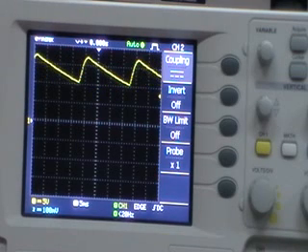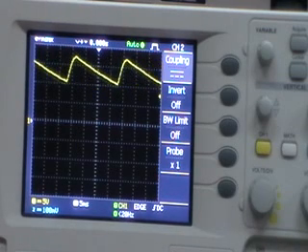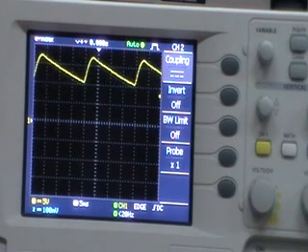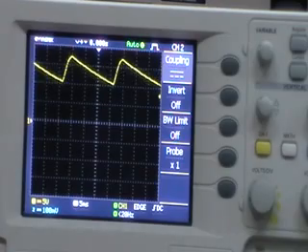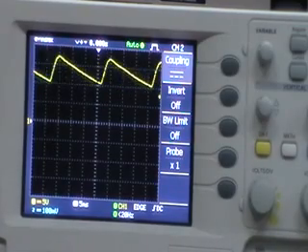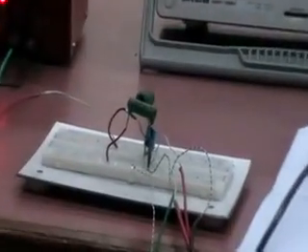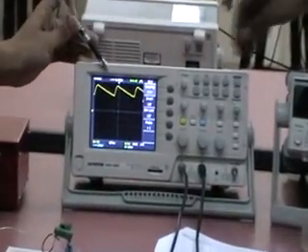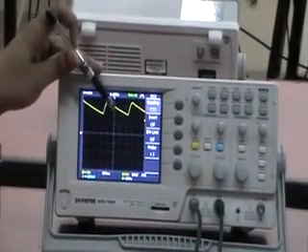So the next part is the capacitor. The capacitor that we are going to use is an electrolytic capacitor with 330 microfarads. So we can observe the output waveforms here, and we can also measure the peak to peak ripple voltage easily.